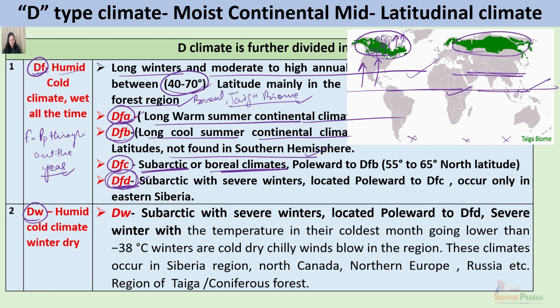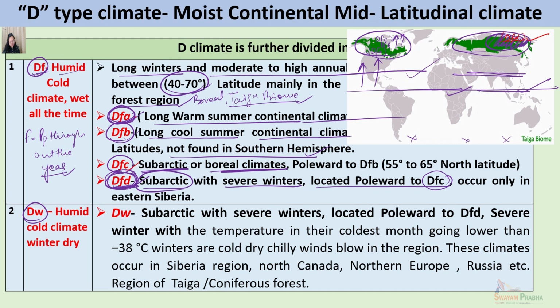So DFD will have practically subarctic type of climate with very severe winters, 8 to 9 months of snow covered region, and it is located poleward to DFC. So DFA is more equatorward and DFD is more poleward. And DFD type of climate is peculiar to the eastern Siberian region, where extensive continental interior and vast expanses of land can be seen in these areas, making winters very severe. So DFC type of climate kind of transitions to DFD type of climate in these areas.